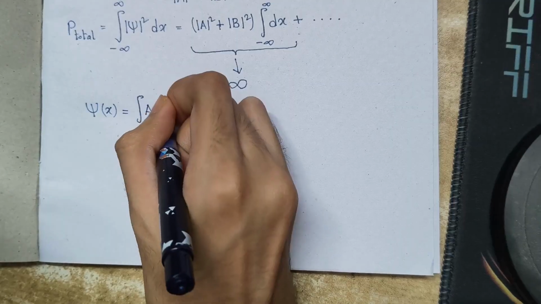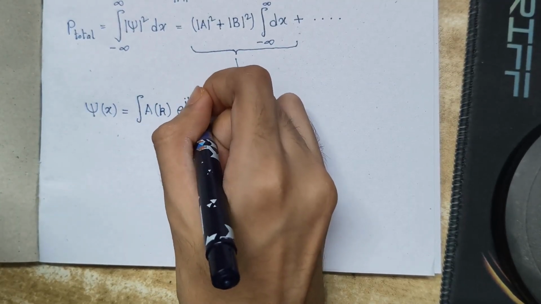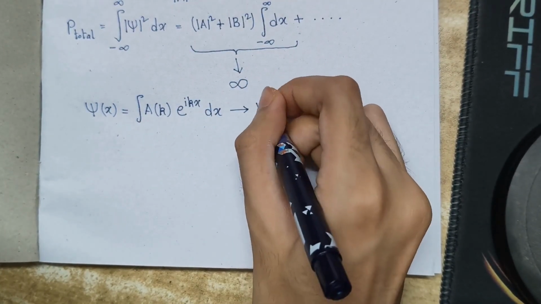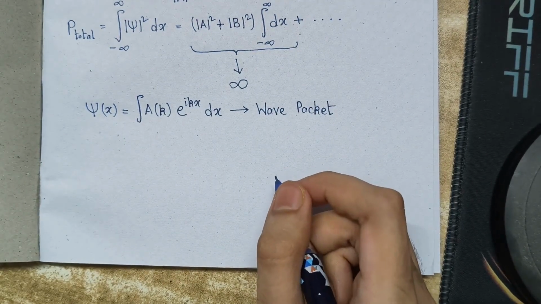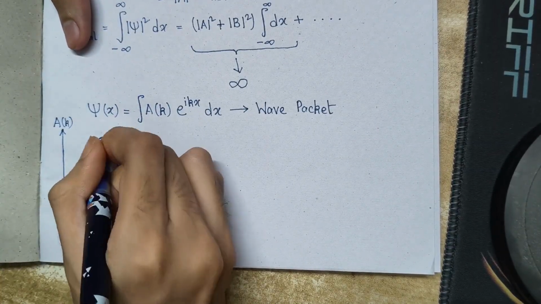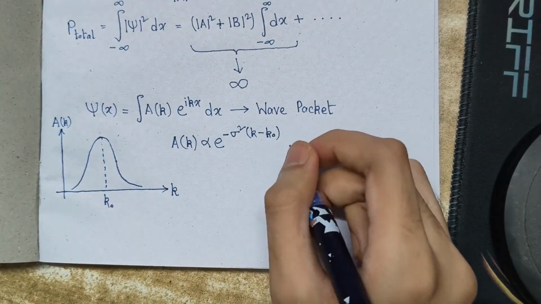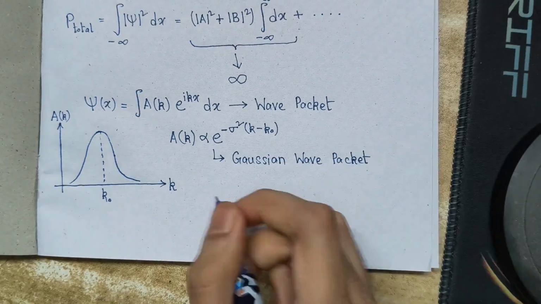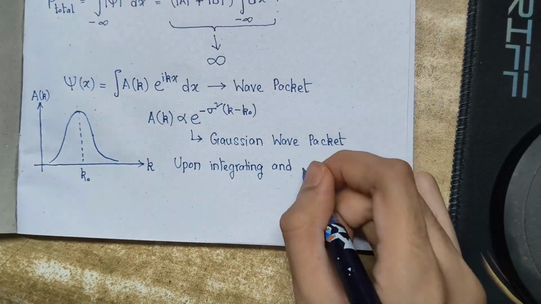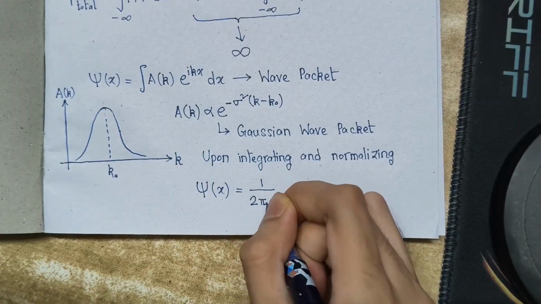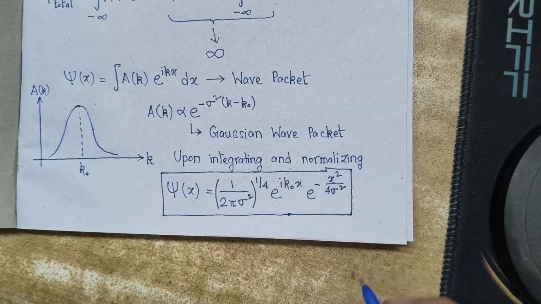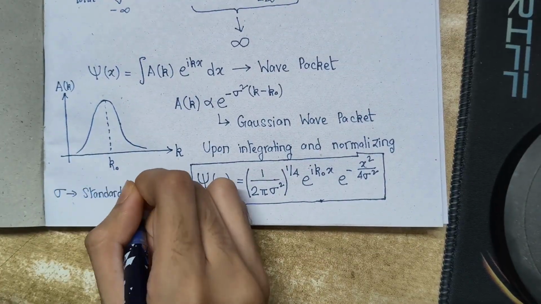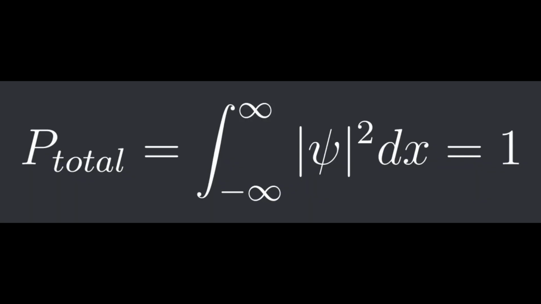Instead, what we do is that we take a superposition of many such plane waves and get a physically accepted wave function which is known as the wave packet. Taking the combining coefficient A(k) to be a Gaussian function, we get something called the Gaussian wave packet. Upon evaluating the integration and imposing the condition of normalization, this is what it looks like. Here, sigma indicates the standard deviation, which is the measurement of the spread of the wave packet. Now you can easily show that the total probability will be unity.